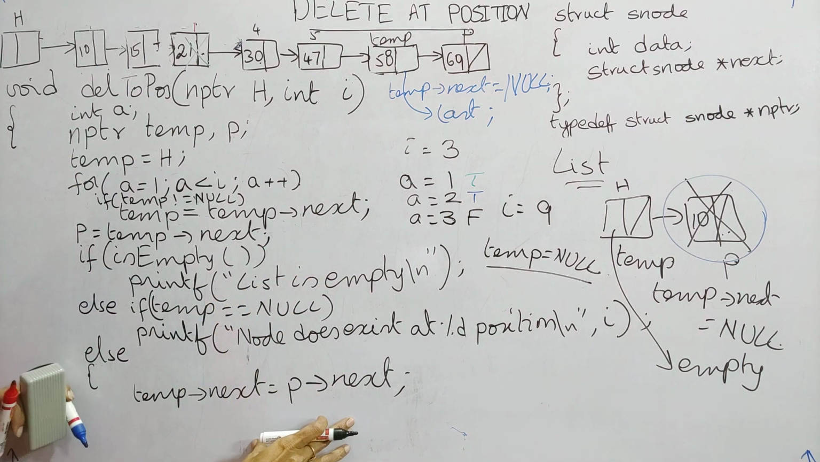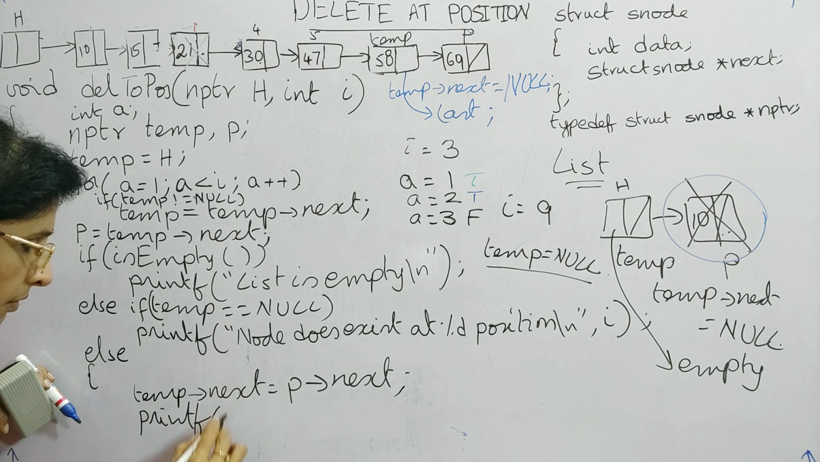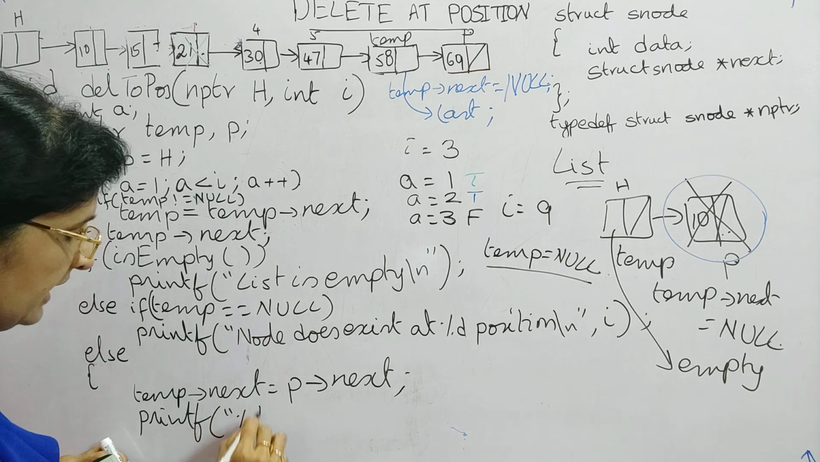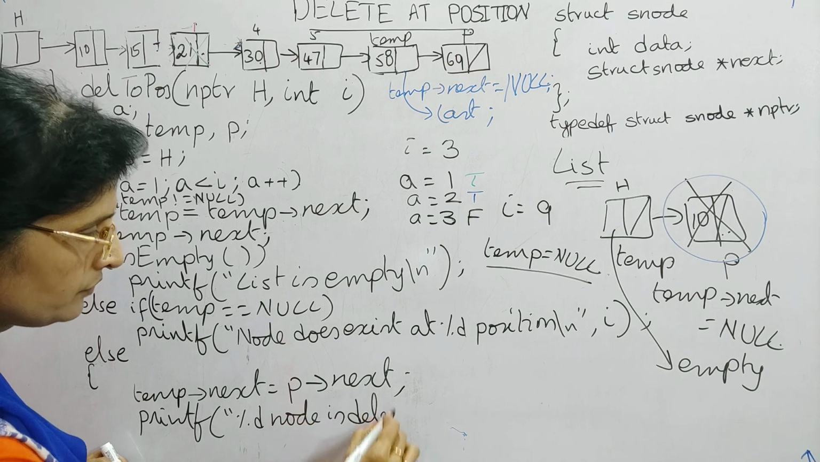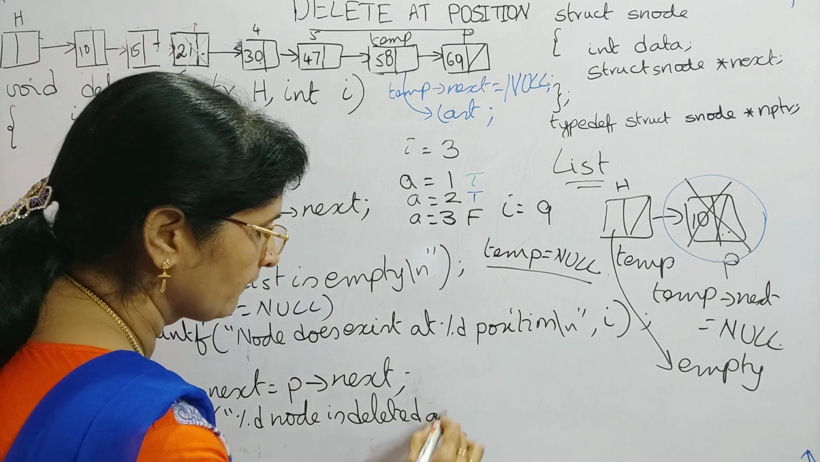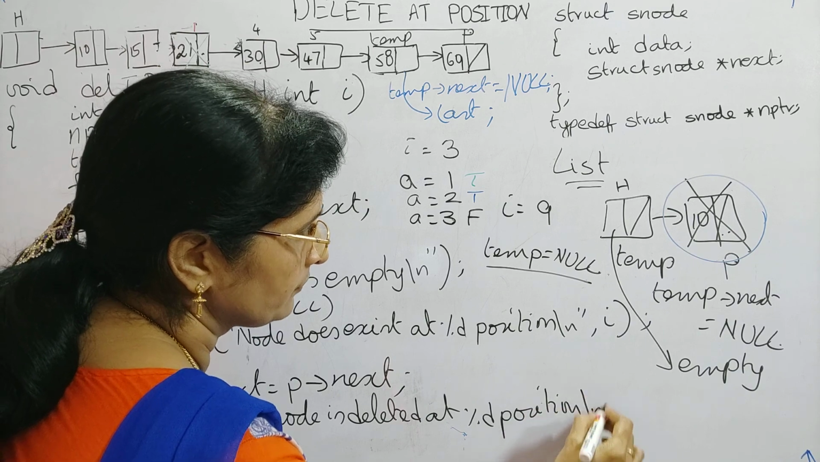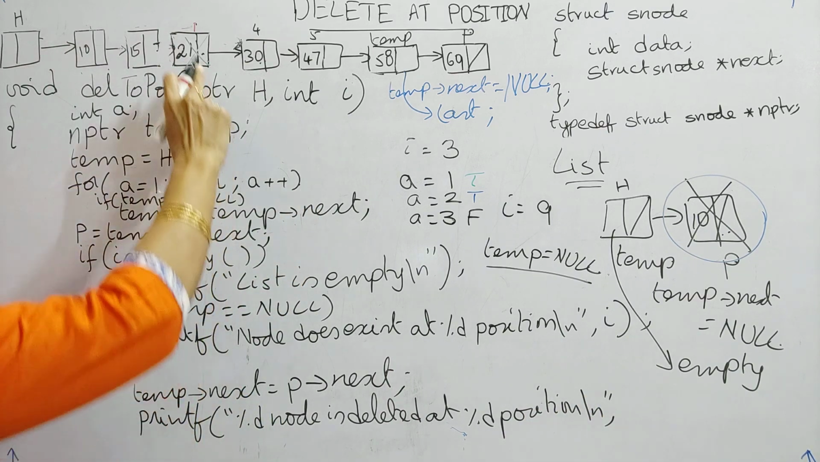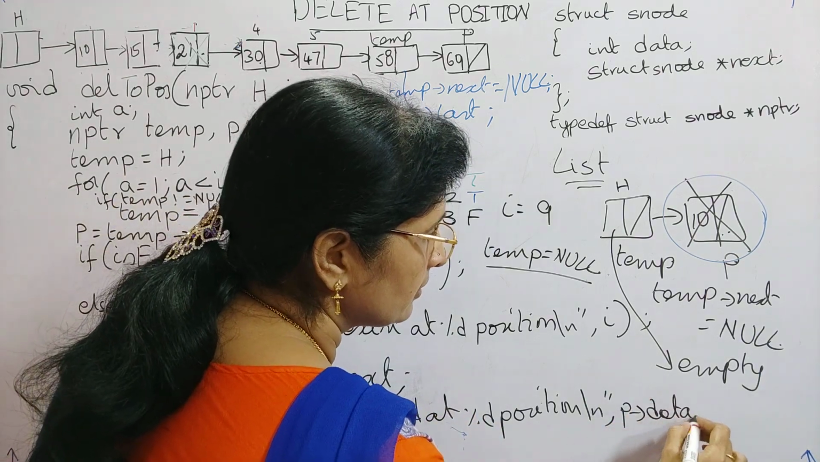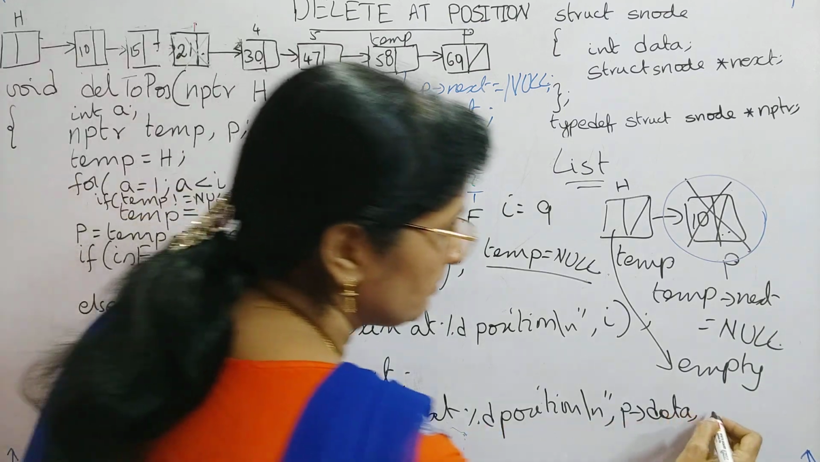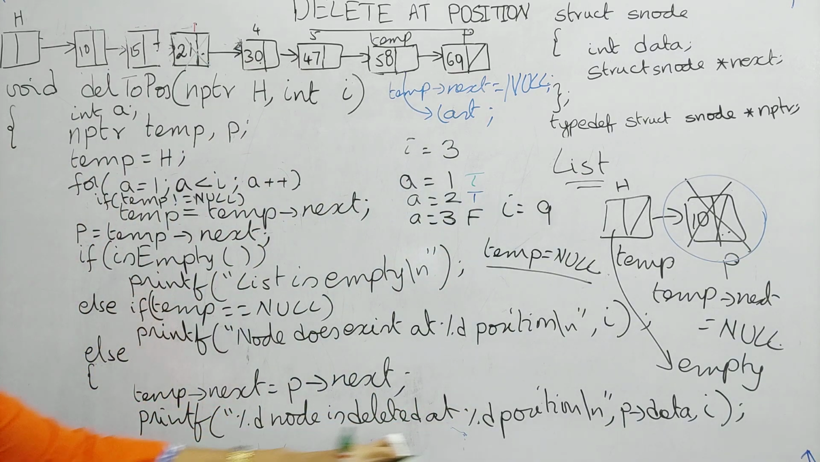So now once this pointer has been modified, you can give a message. Printf "%d node is deleted at %d position." So here what you have to print? You have to print the value, that is P data. And for the second %d you have to print the position, that is available in the variable i. So this is how you can print the message.